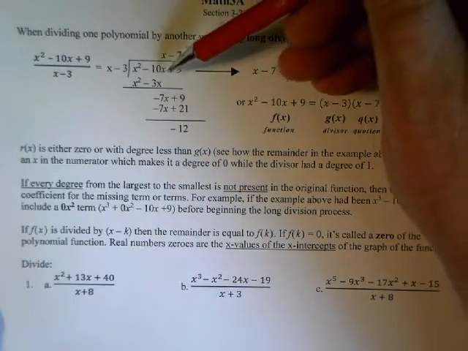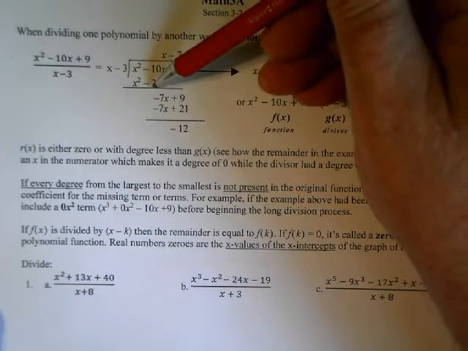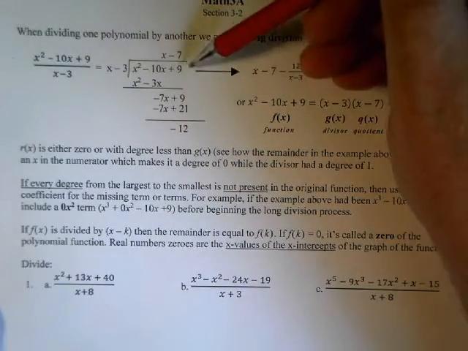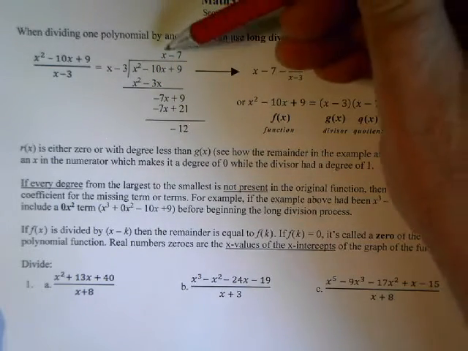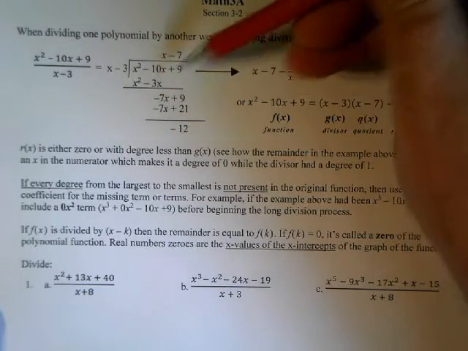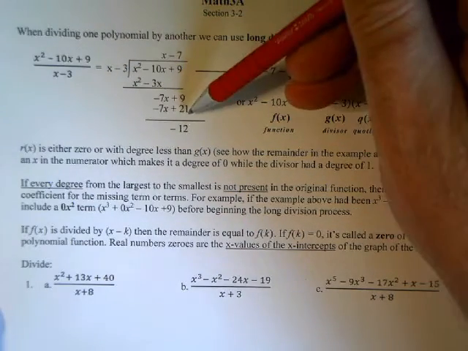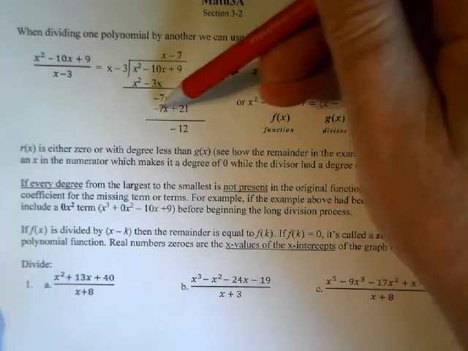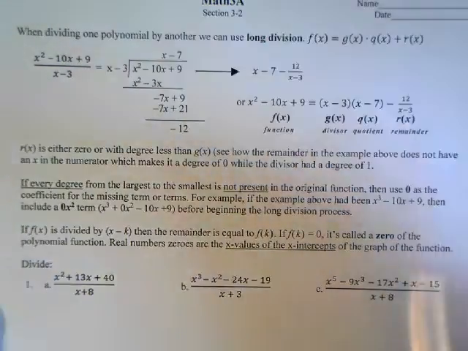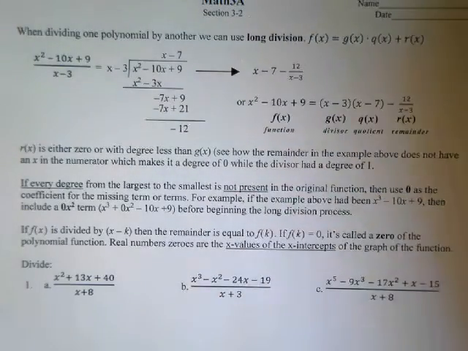The x squareds are now gone, negative 10. And then when I subtract, of course, I'm subtracting a negative, so that becomes an add. Negative 10 plus 3x gives me negative 7x. I bring down the 9. Now, negative 7 times x gives me negative 7x. Negative 7 times the negative 3 gives me plus 21. And then I subtract this part. Negative 7x subtract a negative 7x, those go away. 9 subtract a 21 gives me the negative 12. And so that's my remainder because I don't have any x terms left.